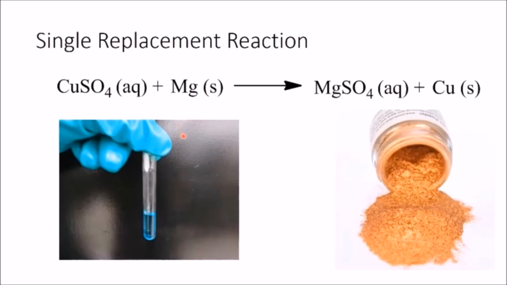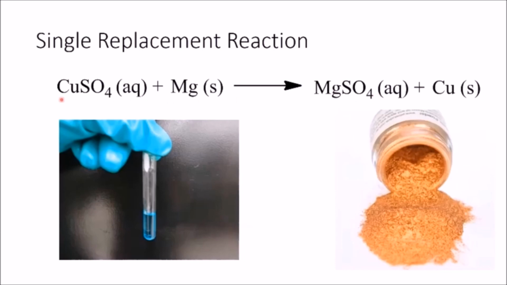The copper 2 sulfate solution will appear as a blue color. The magnesium metal is chunks of shiny metal that you'll cut into small pieces. During the reaction, the magnesium will replace the copper. Magnesium will go from a charge of 0 to a charge of 2+ in magnesium sulfate. Therefore, the magnesium will be oxidized.